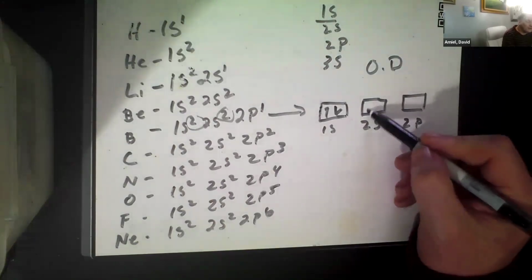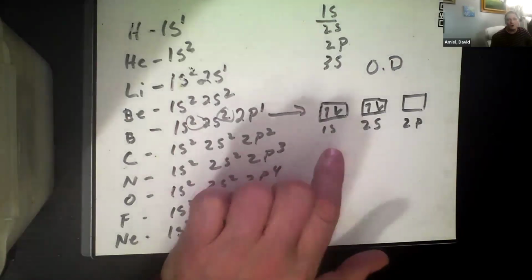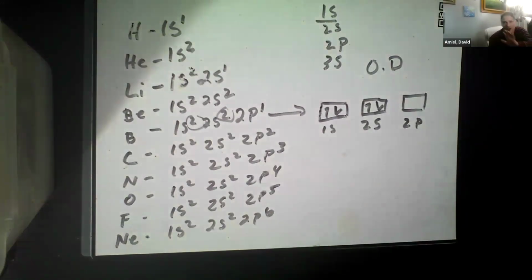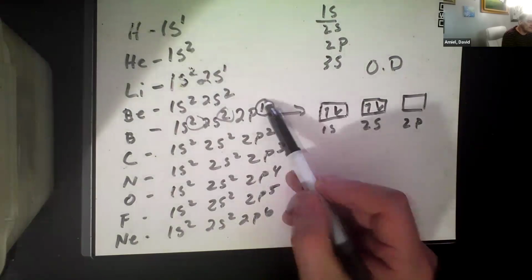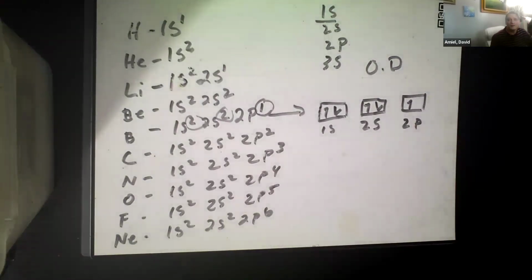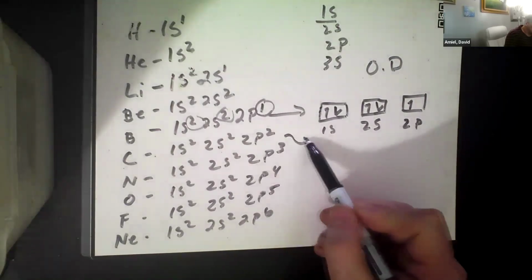2s, it's the same thing. One is spin up, the other is spin down. Could you have written the first one as spin down and the second one as spin up? Yes, you can. Now we have 1 electron in the p orbital that goes spin up like that. And this would be an orbital diagram for boron.